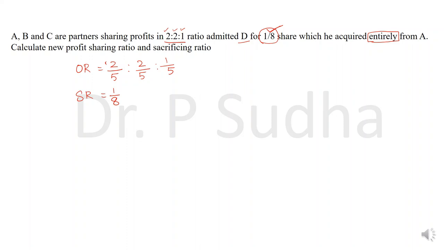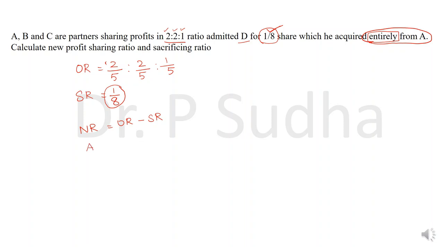The share of the new partner is the sacrificing ratio here. Why? Because the total share of the new partner is being entirely sacrificed from A. Only A is contributing towards the new share. So only for A we have a sacrificing ratio. For the other two partners we don't have a sacrificing ratio. The sacrificing ratio is the total share of the new partner. Okay, now let's calculate the new ratio. New ratio is very simple: old ratio minus sacrificing ratio.